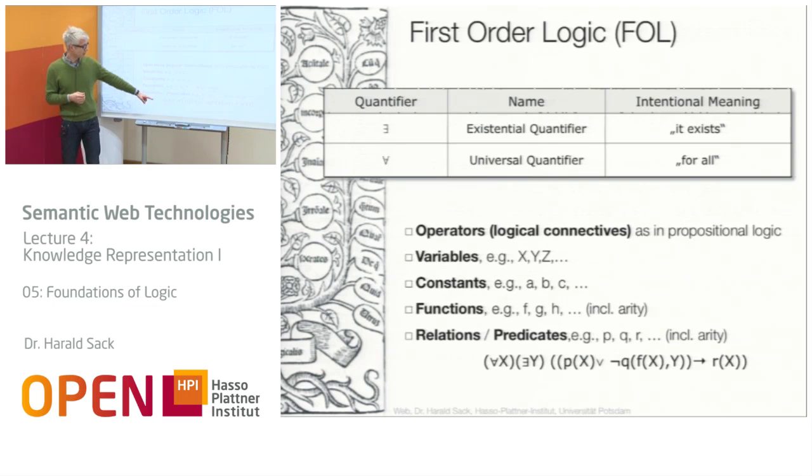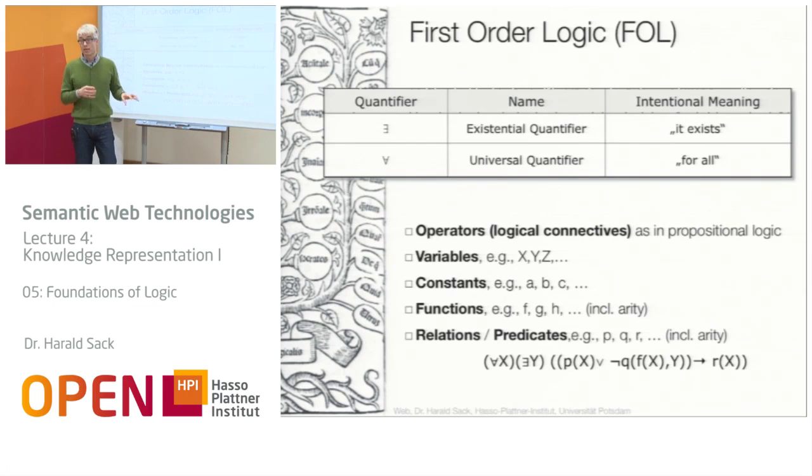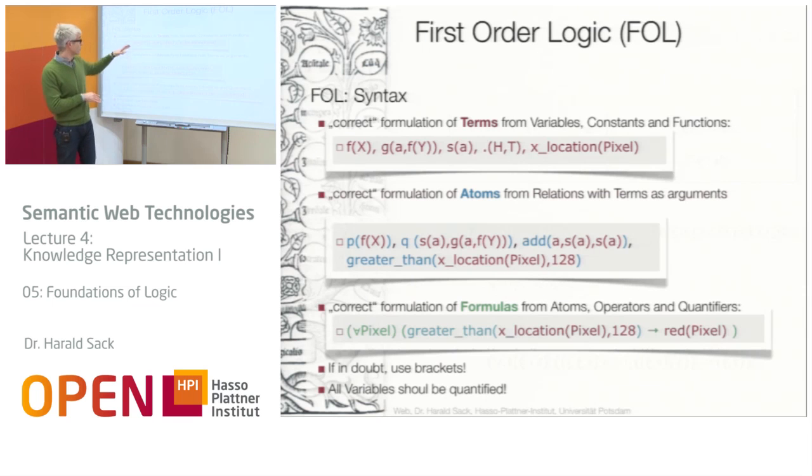For example, like here, you say, for all variable x, there exists a variable y where the predicate p of x and not q of x of f of x and y implies r of x. So this is pretty complicated to read, but it's understandable by a machine and can be interpreted correctly by a machine. And it's a statement, a complex statement, a formula in first-order logic. In first-order logic, you distinguish between so-called terms. Terms are made from variables, constants, and functions. So here you have a selection of different kind of terms.